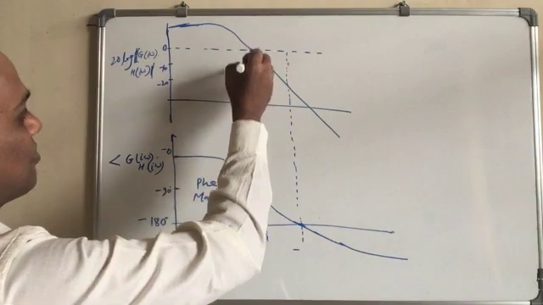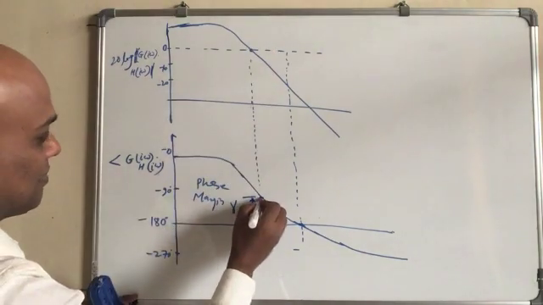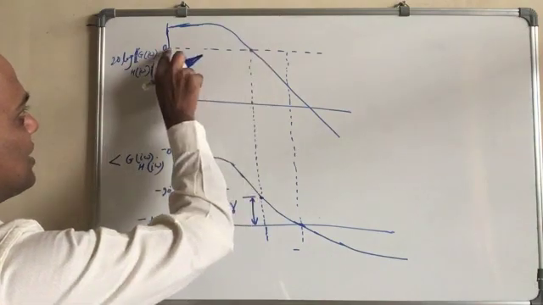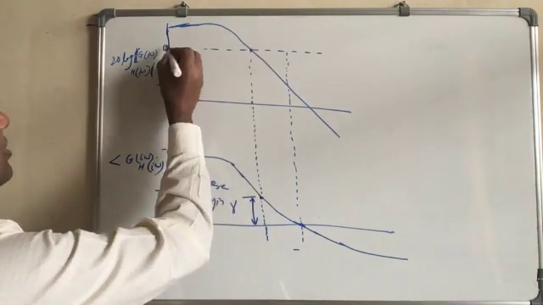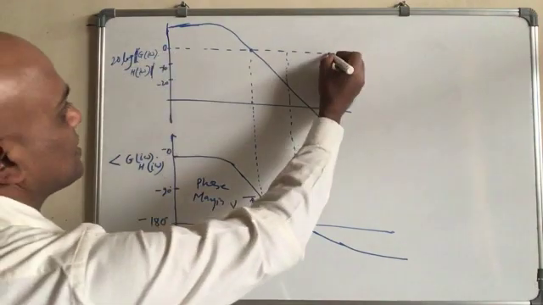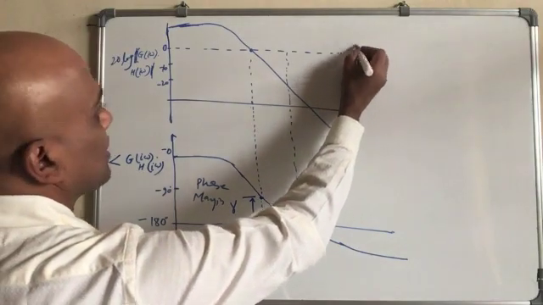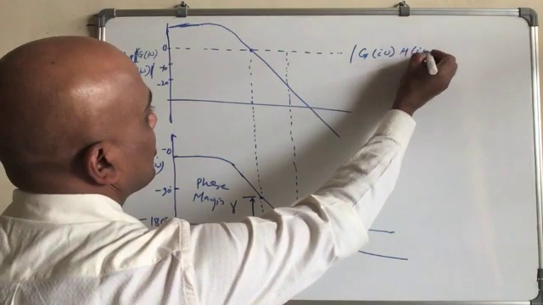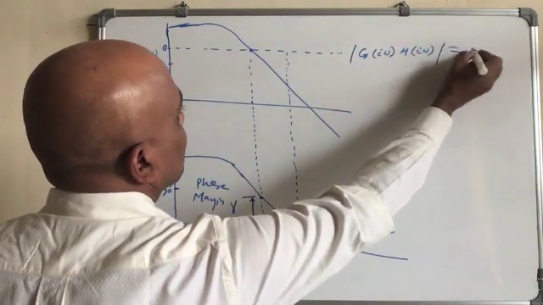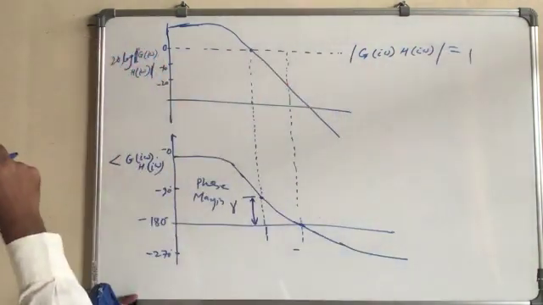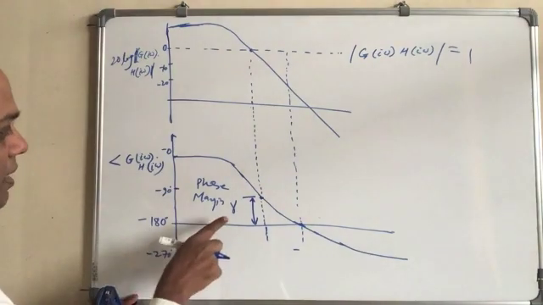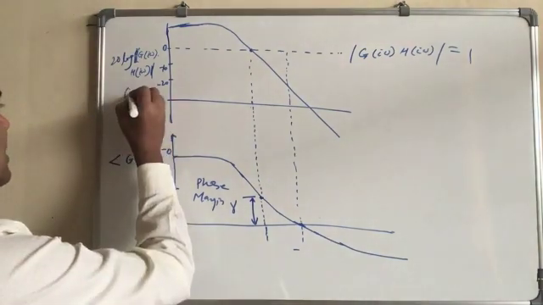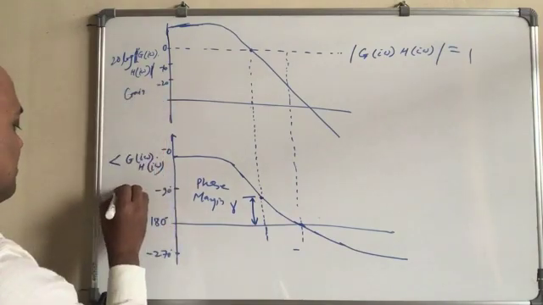This is 0, and this is the point which corresponds to 0. 0 means here the magnitude of G(iω)H(iω) is equal to 1. That's what it means. Okay, so this is the phase here. You can write here, this is the gain, this is the phase.